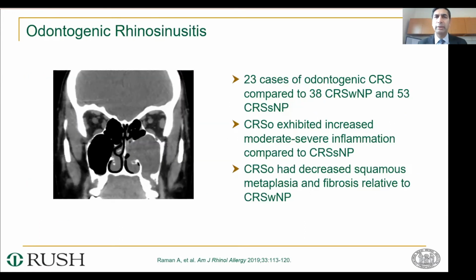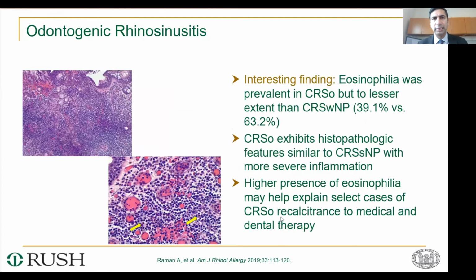We also looked at odontogenic rhinosinusitis as well, comparing 23 of these cases to 38 patients with CRS with nasal polyps and 53 without polyps. And what we found is that the odontogenic variant exhibited increased moderate to severe inflammation relative to CRS without polyps. There was relatively less squamous metaplasia and fibrosis relative to the nasal polyp variant.